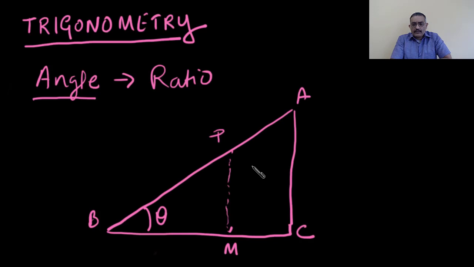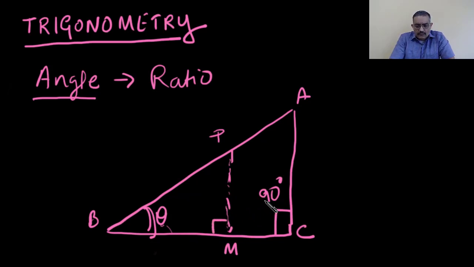I have created a triangle ABC. This is the 90-degree right angle, and we are focused on this particular angle theta right here. So I have created a second triangle within the original triangle ABC, PBM. Now, since this angle is a constant and this angle is a constant, this one is a perpendicular line and this is also 90 degrees.